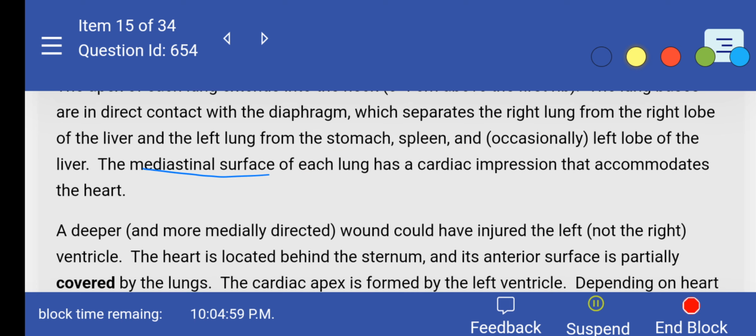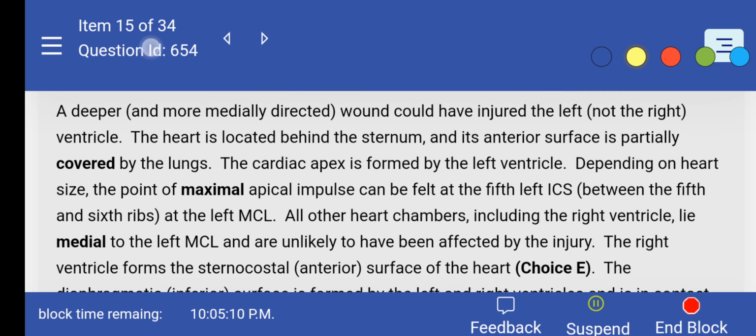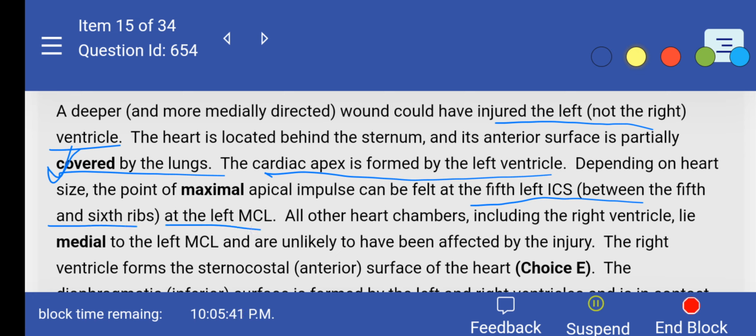The mediastinal surface of each lung has a cardiac impression that accommodates the heart. A deeper and more medially directed wound could have injured the left, not the right ventricle. The heart is located behind the sternum and its anterior surface is partially covered by the lungs. This is important. The cardiac apex is formed by the left ventricle, about which I was talking, right? Depending on the heart size, the point of maximal apical impulse can be felt at the fifth intercostal space between the fifth and sixth ribs at the left midclavicular line.